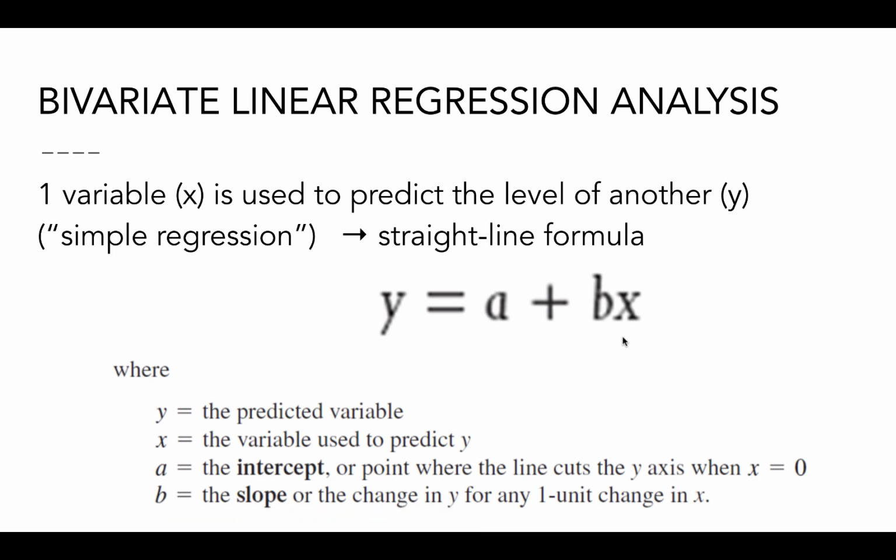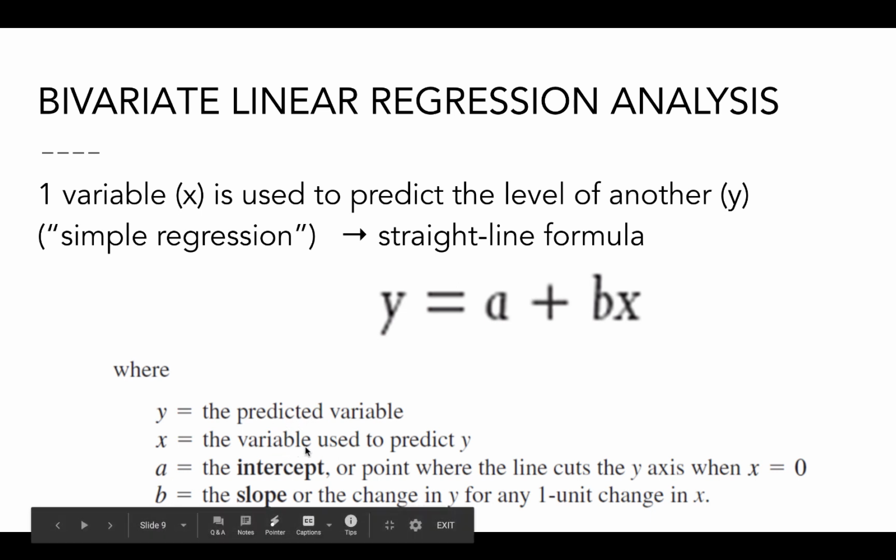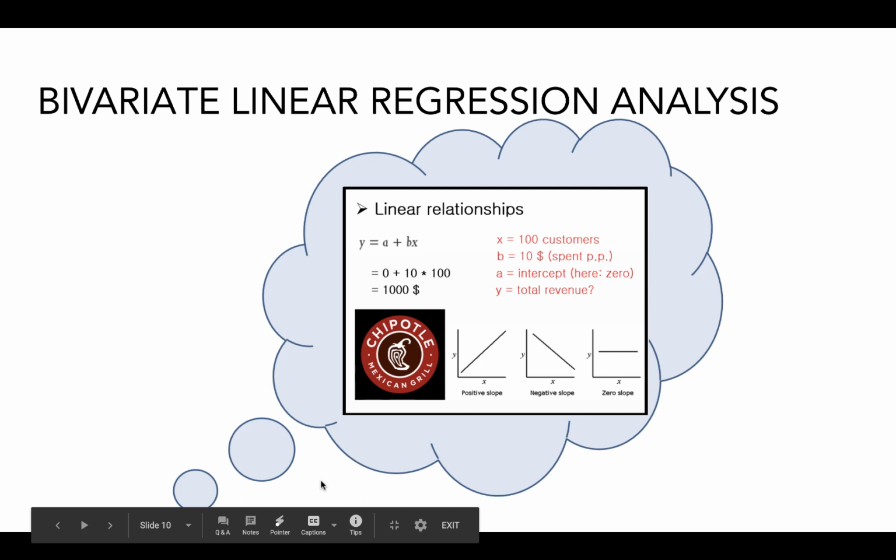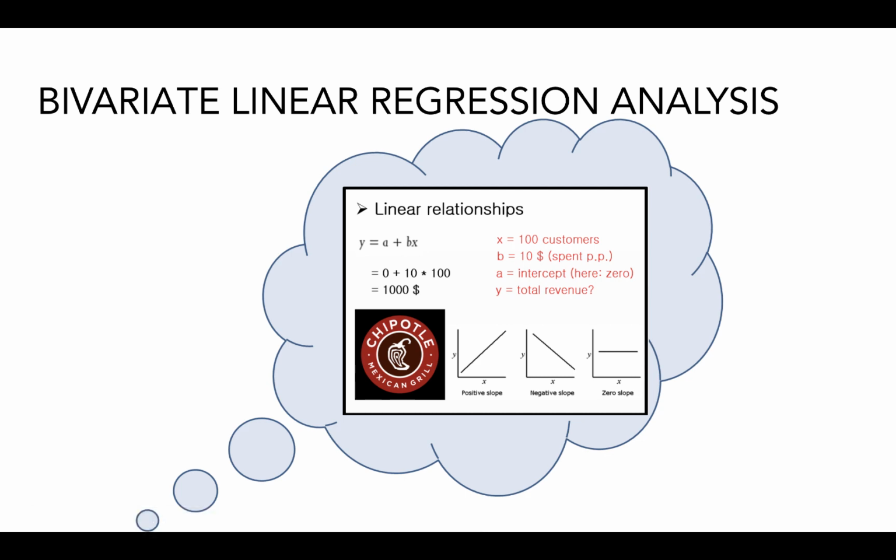This type of regression is demonstrated by means of a straight line formula. So the same formula we used for correlation analysis, y equals a plus b times x. Of course, you remember from the class on correlation analysis that y is your predicted variable, so your outcome variable or your dependent variable. X is the variable you use to predict y, so in other words, your independent variable. And then you have an intercept, a, and a slope, which is shown as b. So you for sure remember that example that I gave you, the simple example with Chipotle customers.